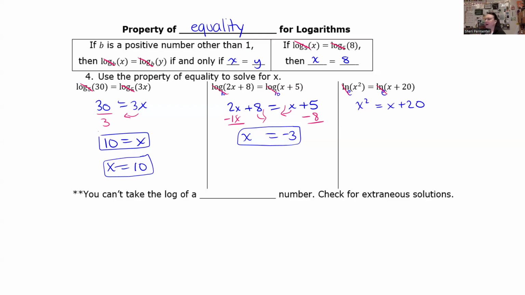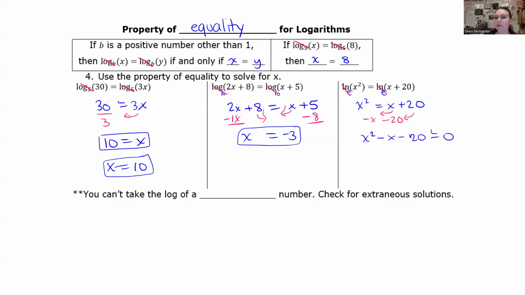Good job with that. So for this one, it's going to solve a little bit different. Anytime you see something squared, we're probably solving it like a quadratic. And so what we're going to do is bring over minus x. We're also going to bring over and subtract 20. And so I'm going to have it all set equal to 0. This one solves a little special. So I get x squared minus x minus 20 equals 0.